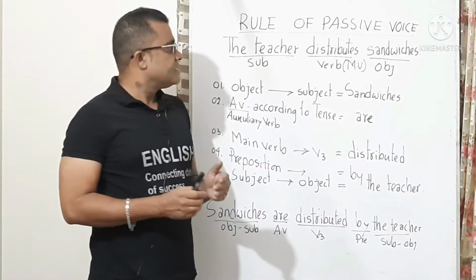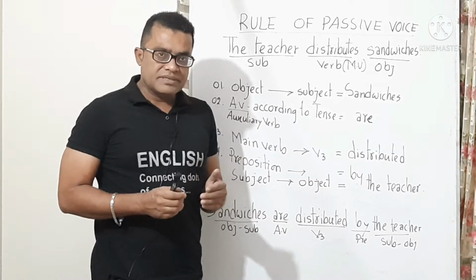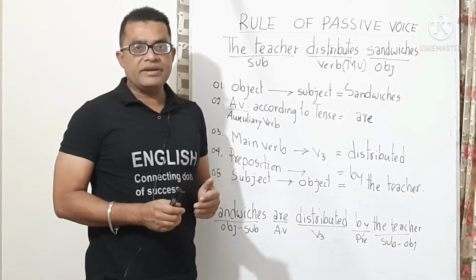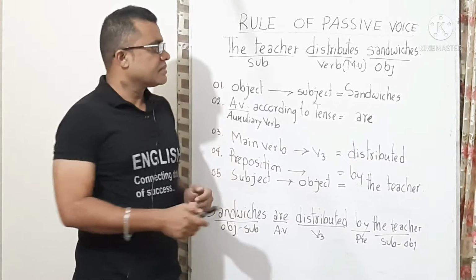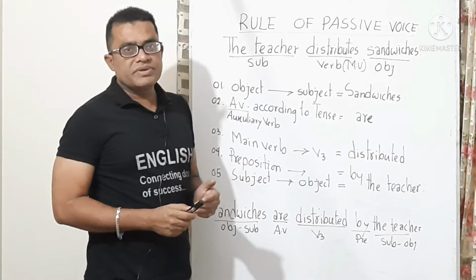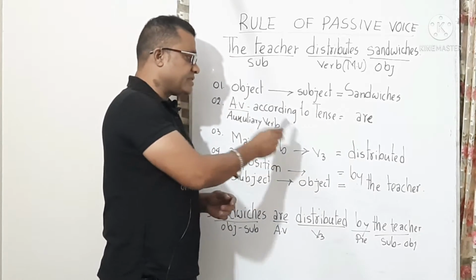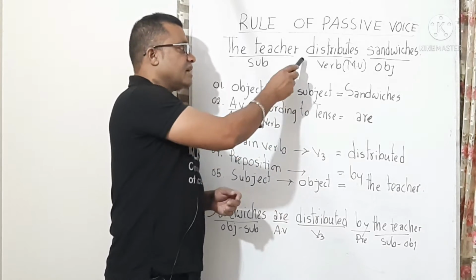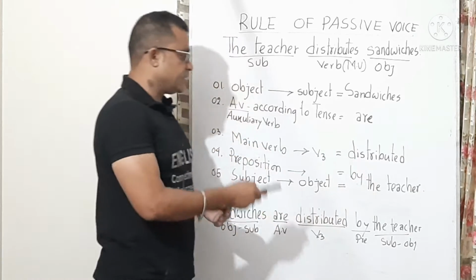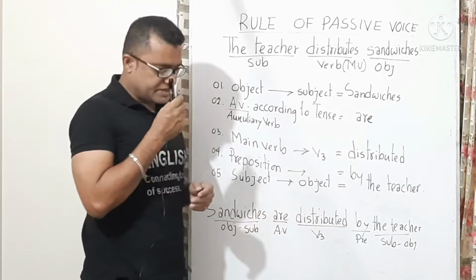Again remember, the teacher distributes sandwiches. This is a simple present tense, and a simple present tense takes am, is, or are as auxiliary verb. As our subject sandwiches is plural, so we take are. Number 3, main verb will be V3. Our main verb is distribute. It has become V3, distributed.